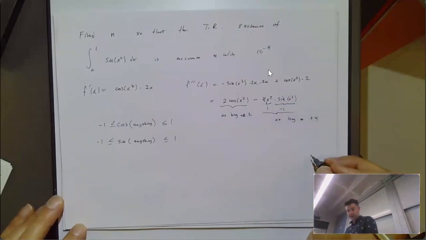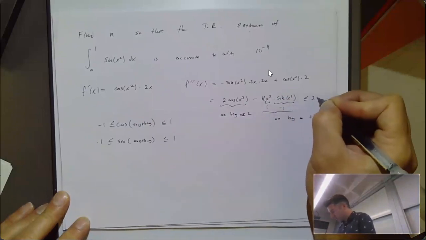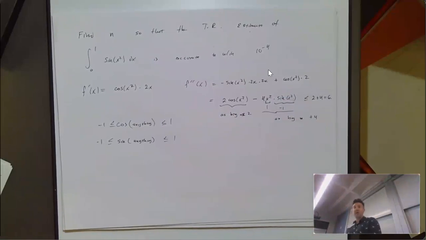So I can think of this as certainly going to be less than or equal to 2 plus 4, which is 6. Now maybe I can make that smaller, right? Maybe that really isn't the true maximum, but it's certainly an upper bound for the maximum. There's no way that that could be bigger than 6. So usually when we have sine and cosine, we're just like, oh, sine, the biggest it can be is 1, smallest it can be is negative 1. Cosine, the biggest it can be is 1, smallest it can be is negative 1.